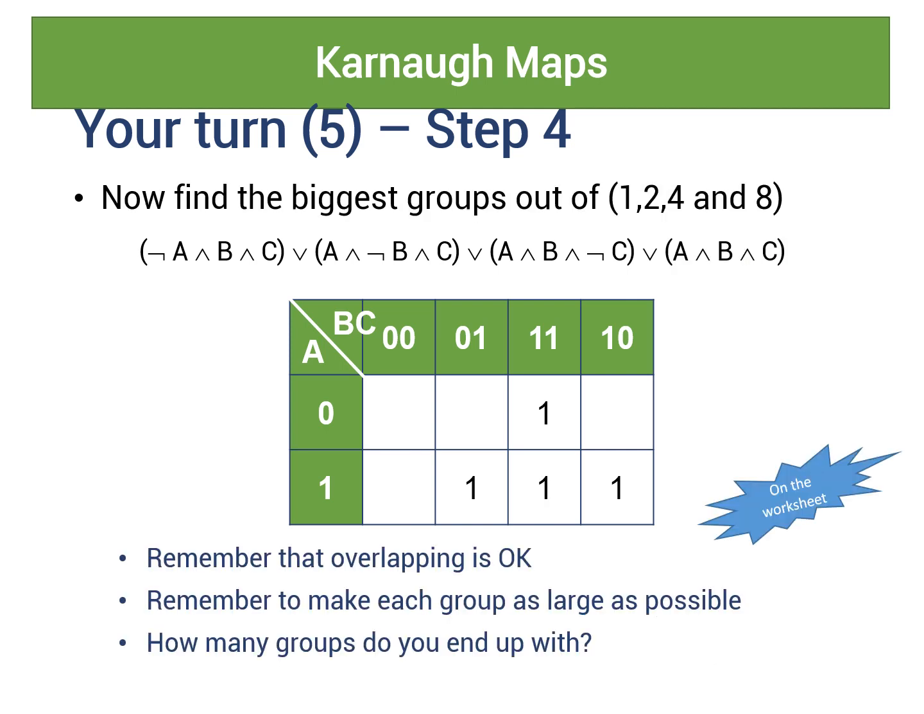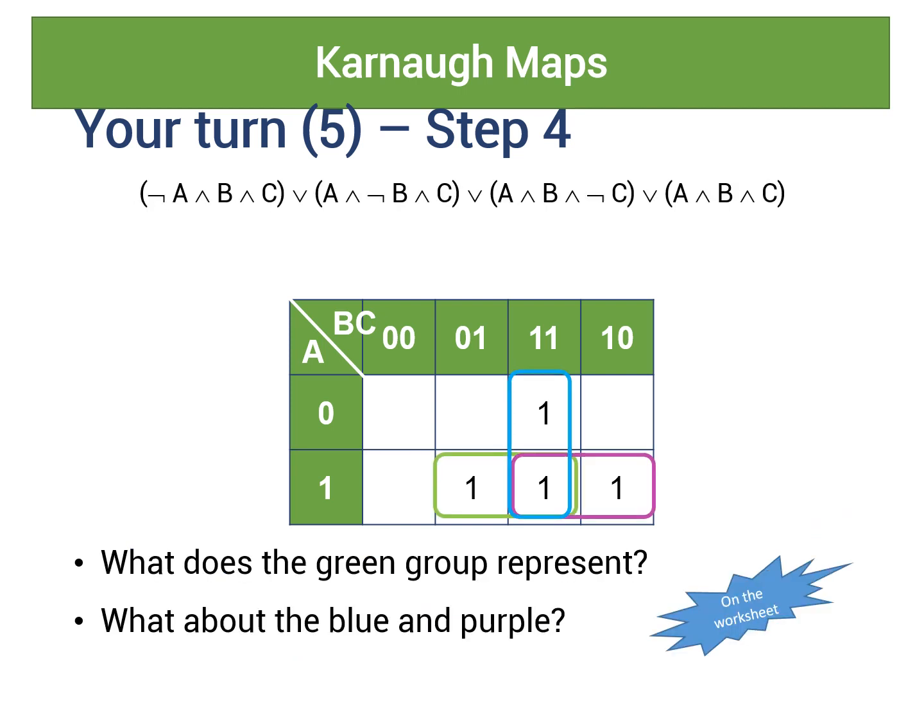The next stage to simplify it is to find the largest groups. Remember that overlapping is okay, and make sure every group is as large as possible, but can only be in groups of 1, 2, 4 or 8. How many groups can you see? In this instance, it's probably best to do 3 groups. You can see the 3 different colours that we've got. Can you figure out what each of the different groups mean?